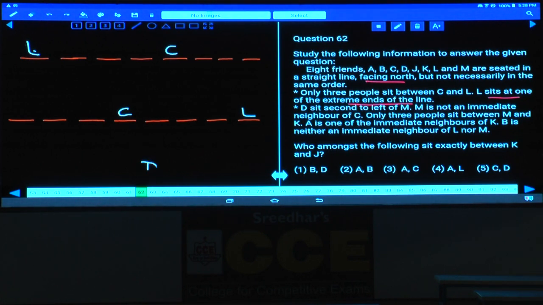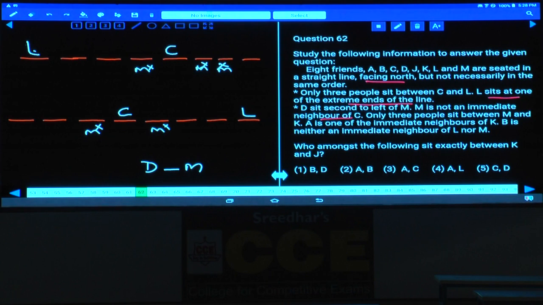M. D is seated second to the left of M. M is not an immediate neighbor of C. As M is not an immediate neighbor of C, M cannot be here and M cannot be here. M cannot be in these two places. As M cannot be in these two places, tell me whether M can be at this place or not. If M is here, then what happens here? M and C must be in the same place and D must be in the same place, which is not possible, isn't it?